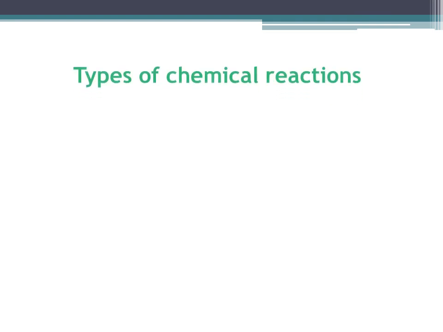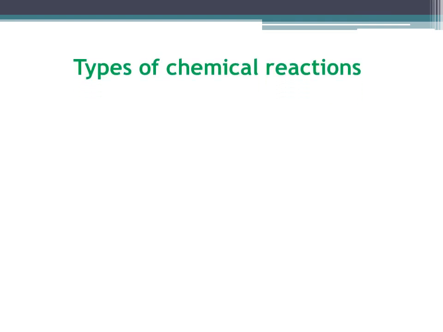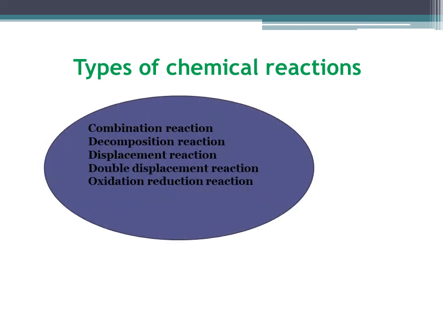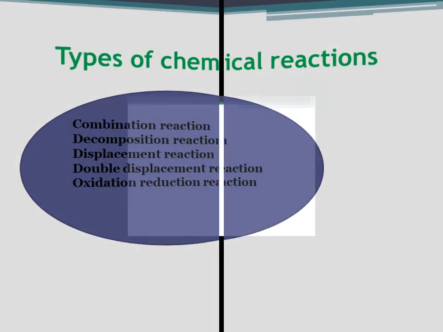On the basis of the types of chemical changes, there can be different types of chemical reactions. So let us study the types of chemical reactions. The different types of chemical reactions are combination reaction, decomposition reaction, displacement reaction, double displacement reaction, oxidation reduction reaction.